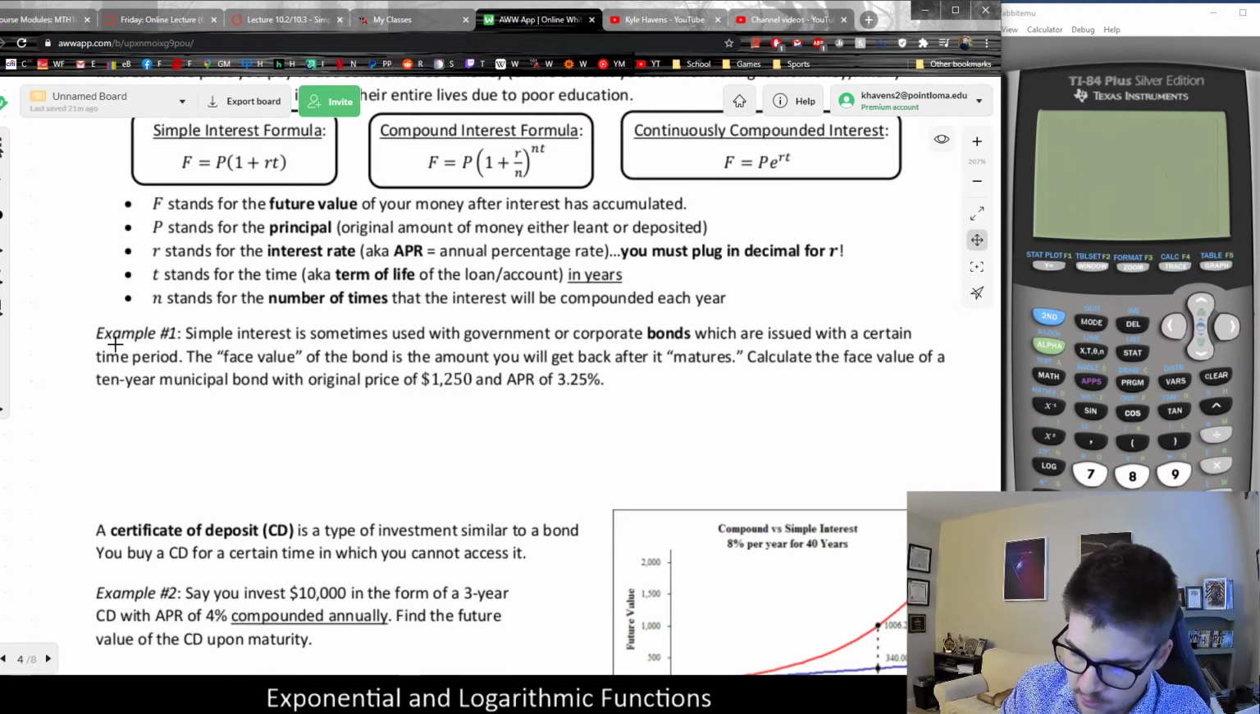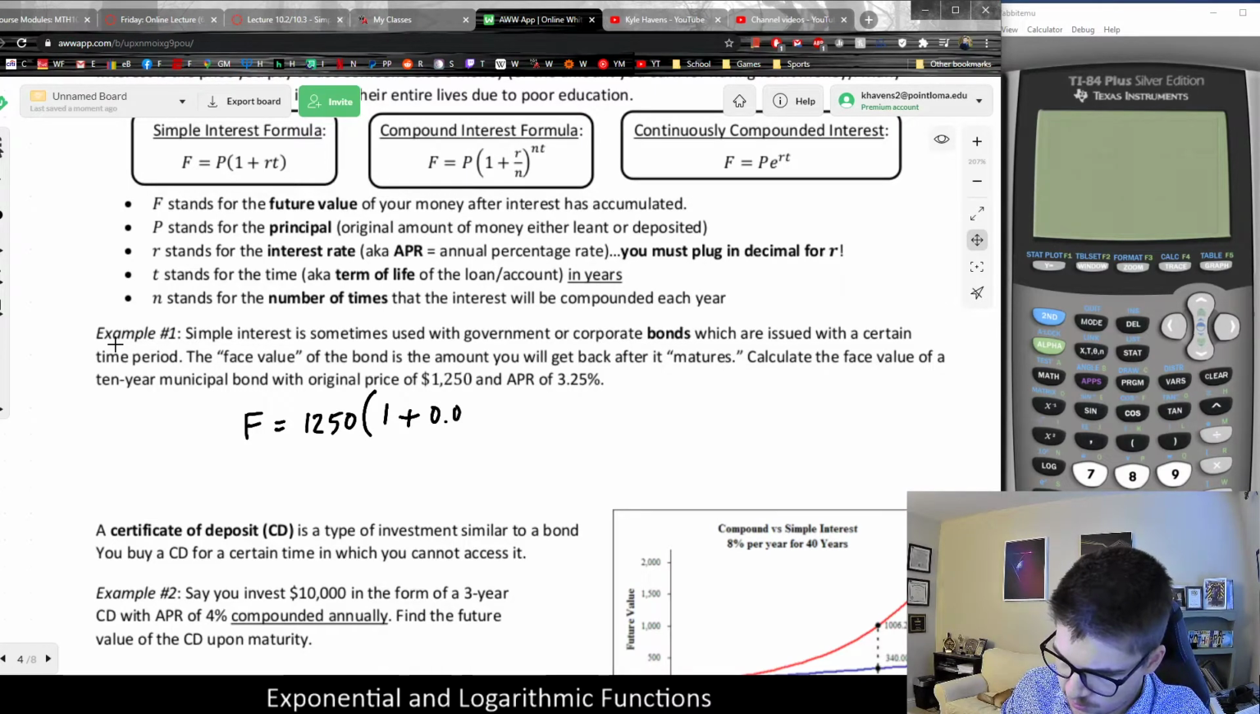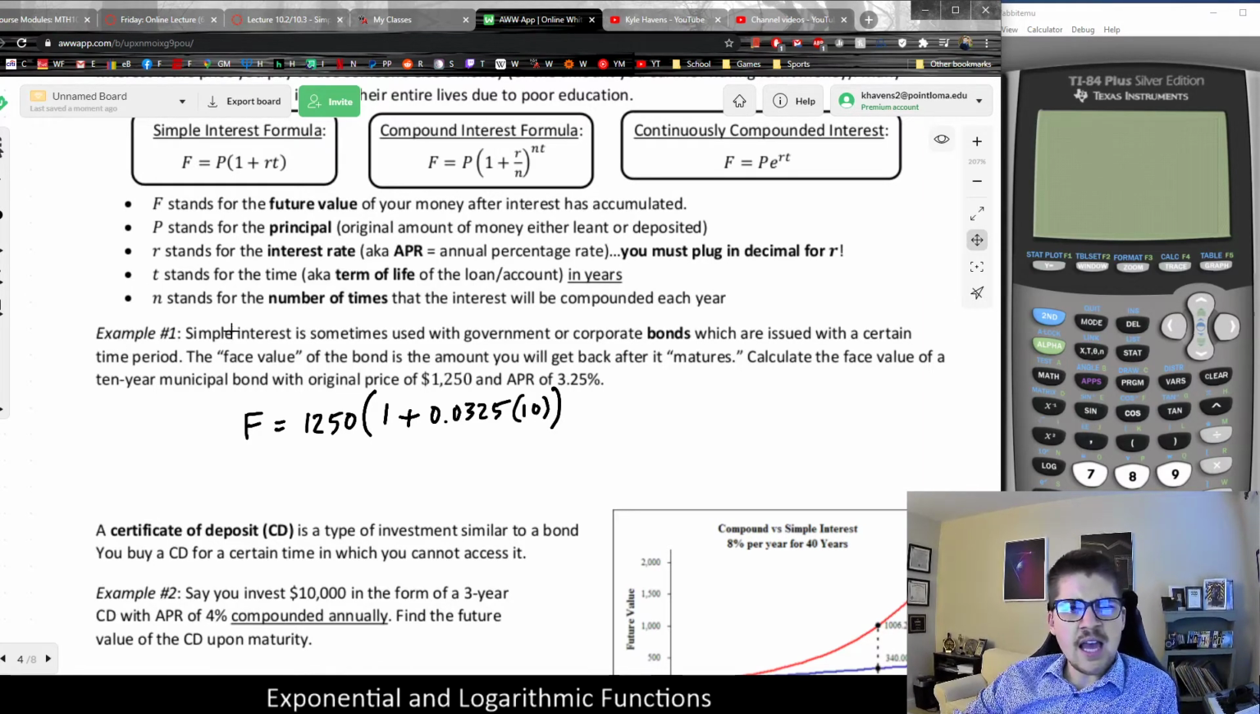So plugging all that in, the future value of the bond should be equal to $1,250 times 1 plus 0.0325. Remember to move that decimal place twice for the interest rate, multiplied by 10, which is the time frame. And another way of looking at this is that the interest rate is like the slope. T is like x. So if you're thinking about y equals mx plus b, basically I have my slope, I have my x, and I have my intercept. It's just built a little bit differently based on the fact that it's starting at the principal, the y-intercept. And technically the slope would be the principal times the interest rate.